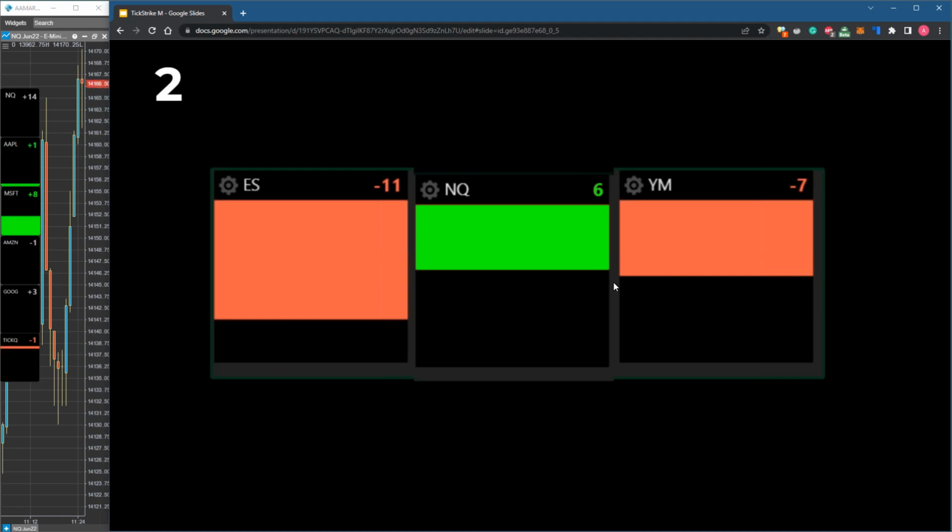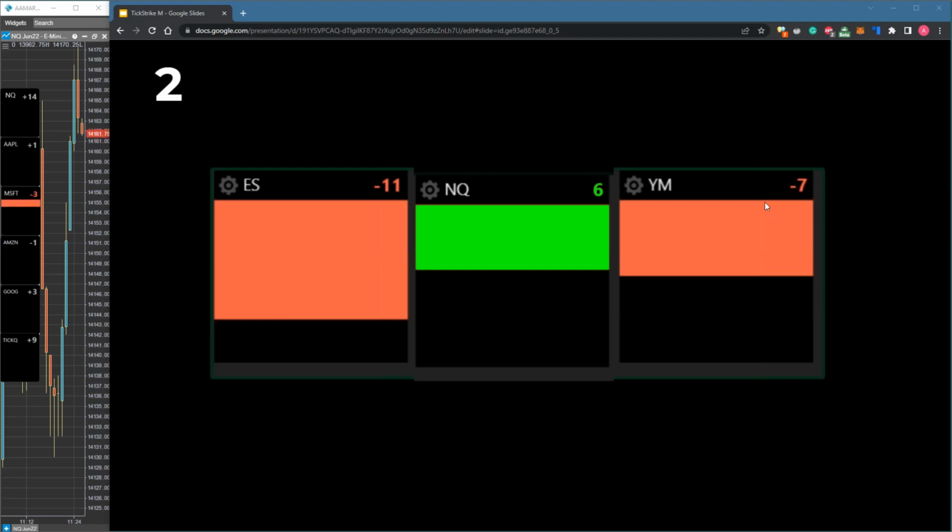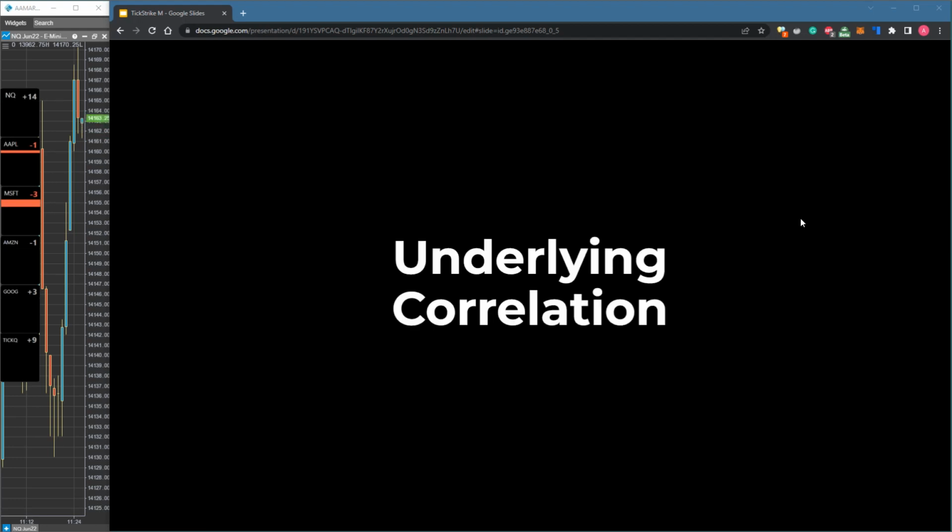So I'm continuing to get asked questions about what software you can use. It's completely software independent. So TradingView, TradeStation, whatever you want to use, you can use TickStrike. It's an independent piece of software in and of itself. I hope that answers that.